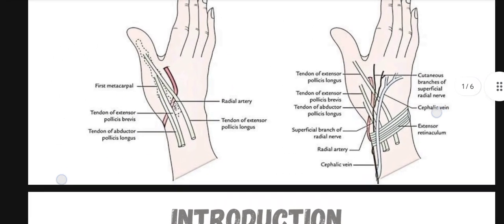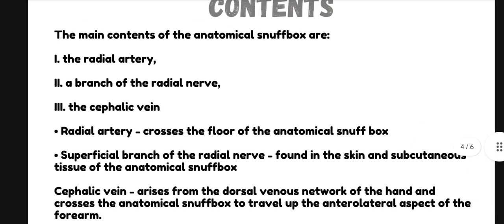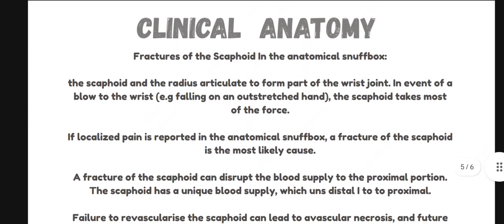So now let's go. So the contents are also done. One is radial artery, one is superficial branch of the radial nerve, and one is the cephalic vein. Now clinical anatomy.